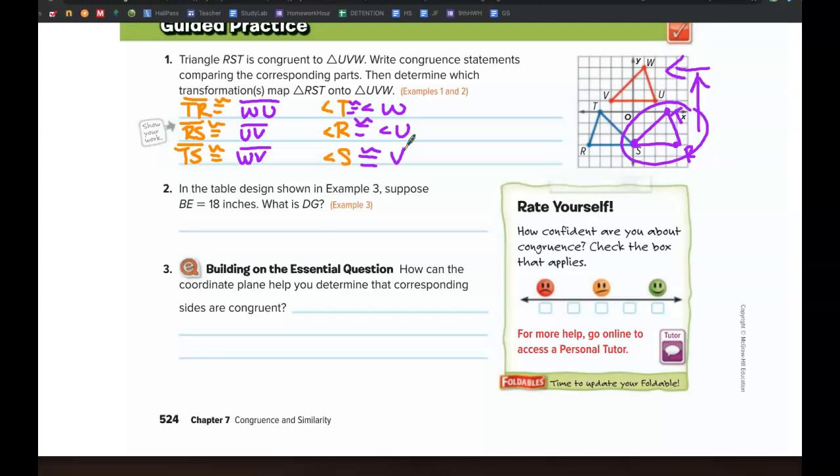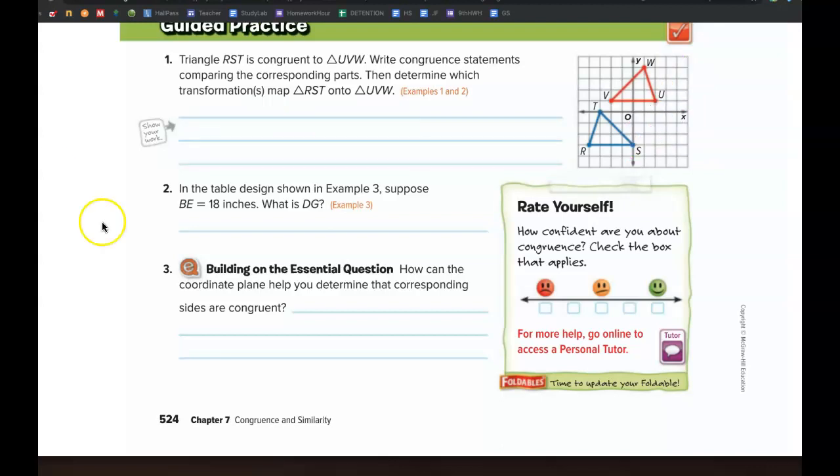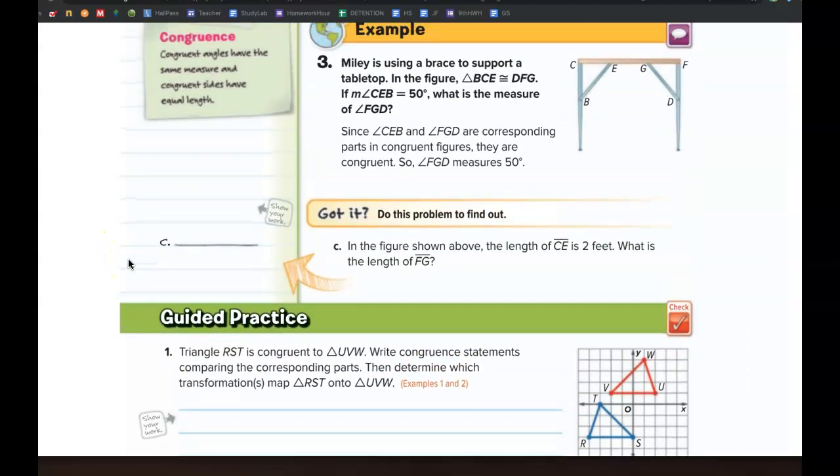All right, number 2, in the table in example 3, suppose BE is 18 inches. So up here, suppose that this is 18. You have to find that one. What is it? 18. Because they are congruent, but they are corresponding, and corresponding means matching. Congruent means same. Corresponding means matching. Congruent means same.